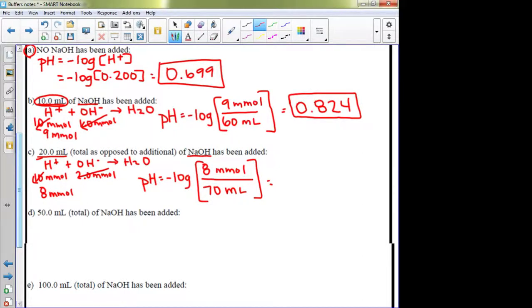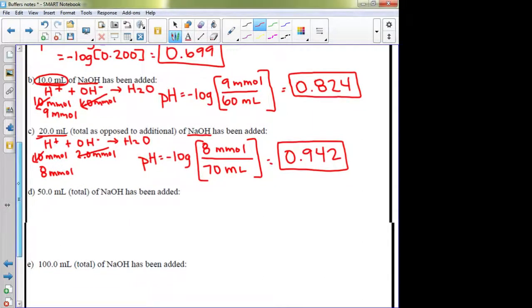And if you put this in your calculator, you should get 0.942. So my pH is still what? Pretty acidic. Still pretty acidic, and it's slowly going up. Am I going to slow down how much I'm adding at this point? No, because I haven't seen a jump, have I? So I'm not slowing down at all. I'm still going steady as the race.